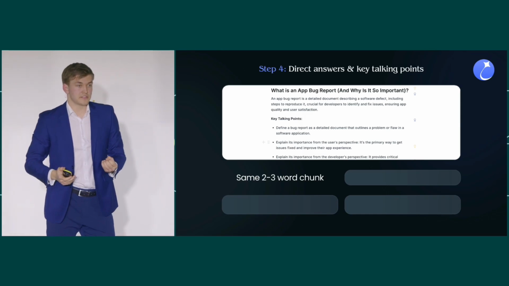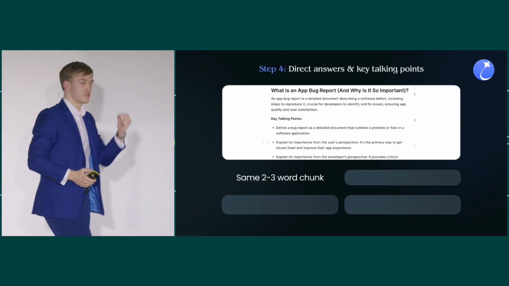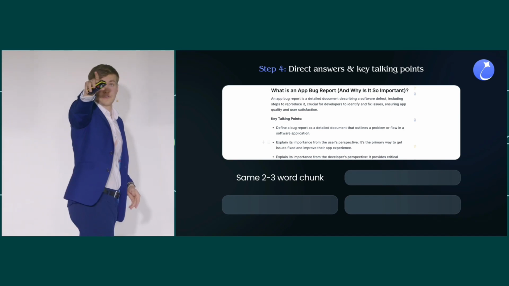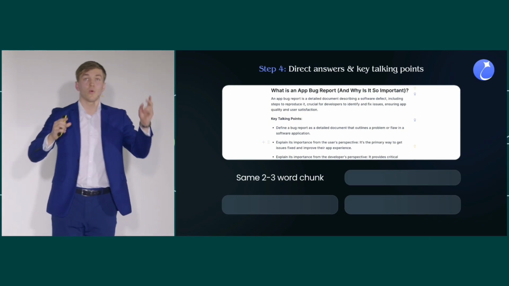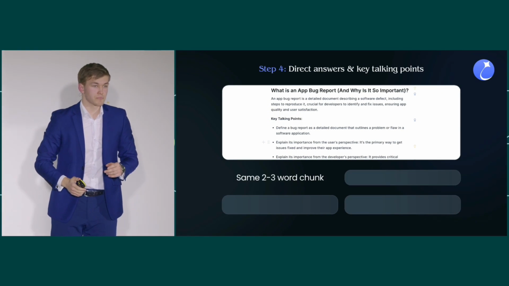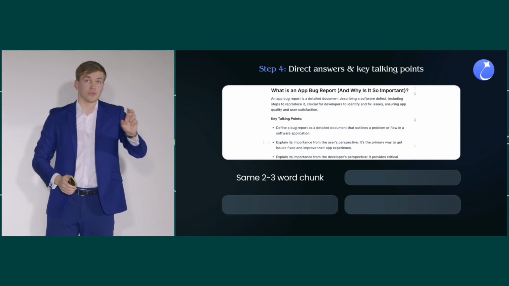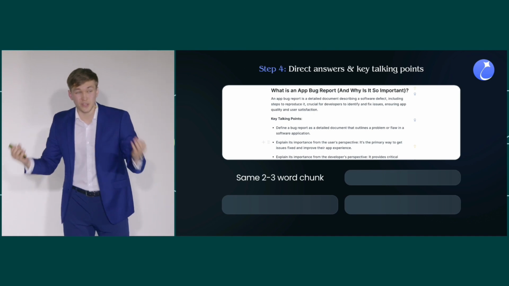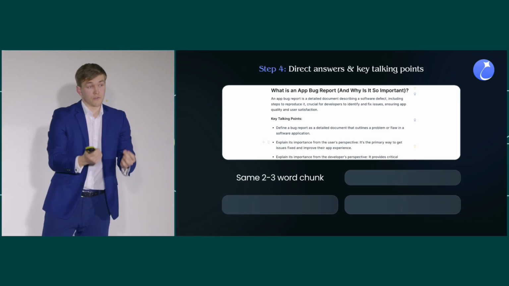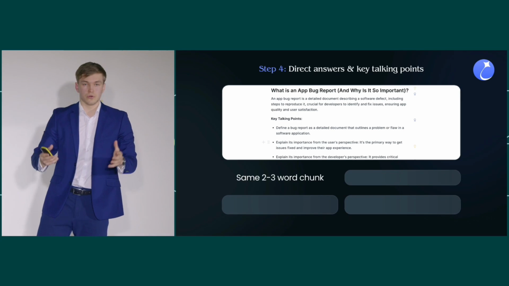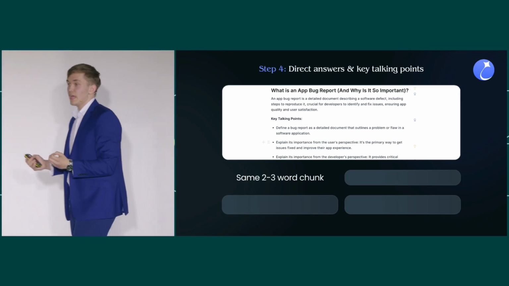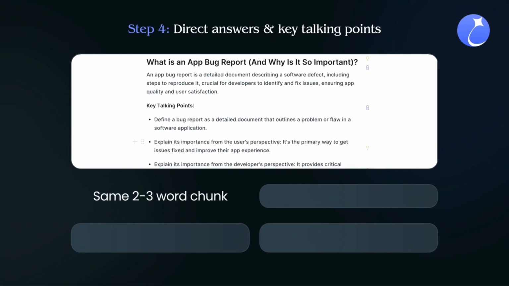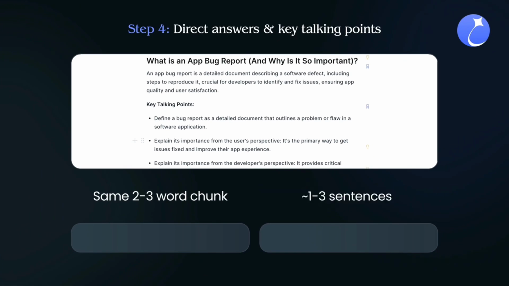Now, how to write these direct answers, what has been super, super helpful for us to get into these LLMs. If you see in that example, we have "what is an app bug report," right? In the direct answer, we use "an app bug report is," and then we literally answer that. Why do we do it like that? This gives confidence to Google, to ChatGPT, that you are actually going to answer the question that you have in the heading.